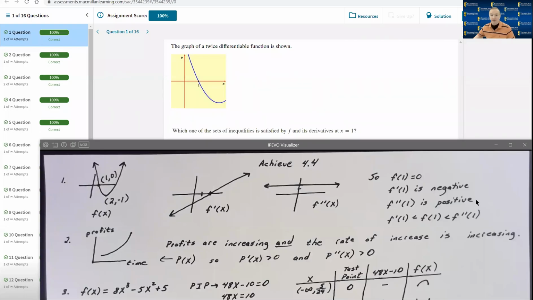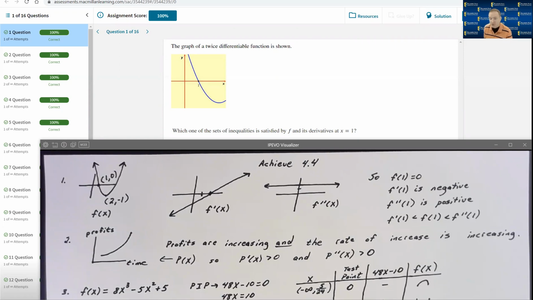In this video, I'll be looking at section 4.4 problems on Achieve with you. Please remember 4.4 is looking at the second derivative test. That's going to determine the concavity of functions, when functions are concave up and concave down.